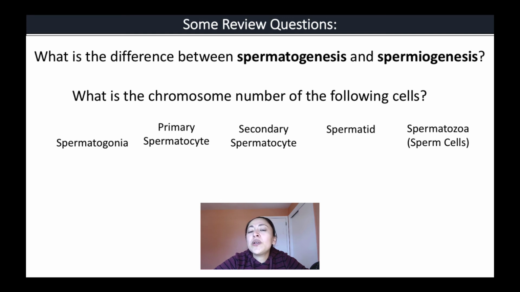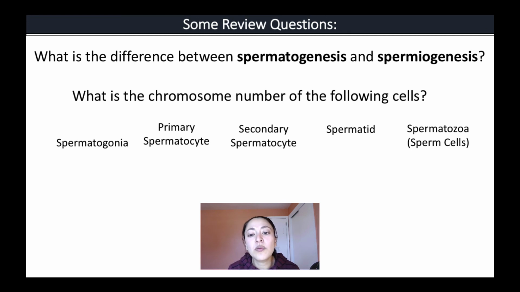What is the difference between spermatogenesis and spermiogenesis? Remember, spermatogenesis is the production of sperm. It's the entire process going from spermatogonia all the way to spermatozoa. Whereas spermiogenesis is just referring to the process where we go from spermatids to spermatozoa, so when the spermatids grow their tail and get rid of excess cytoplasm and so forth. Spermiogenesis is the last stage of spermatogenesis.